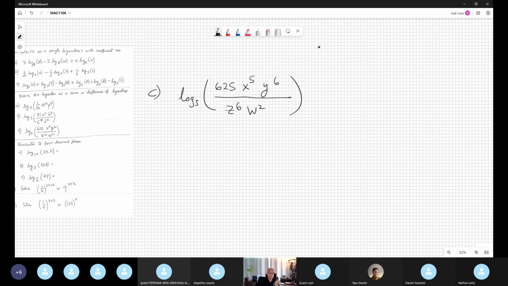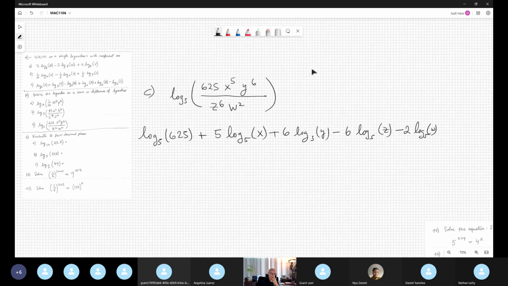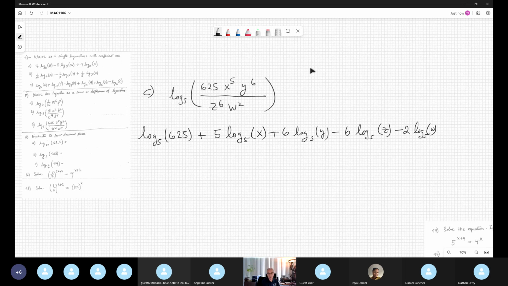When you expand this one logarithm into several logarithms, we have this: logarithm base 5 of 625, plus 5 times logarithm base 5 of x, plus 6 times logarithm base 5 of y, minus 6 times logarithm base 5 of z, minus 2 times logarithm base 5 of w. Okay? Remember, one more time, the guy in the top is positive, the guy in the bottom is negative.